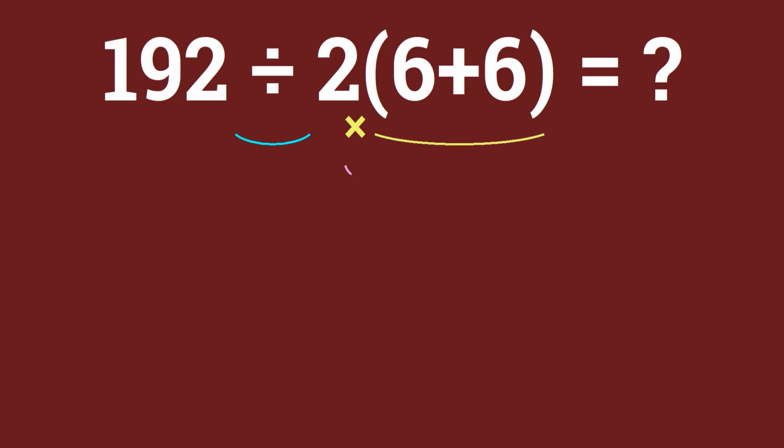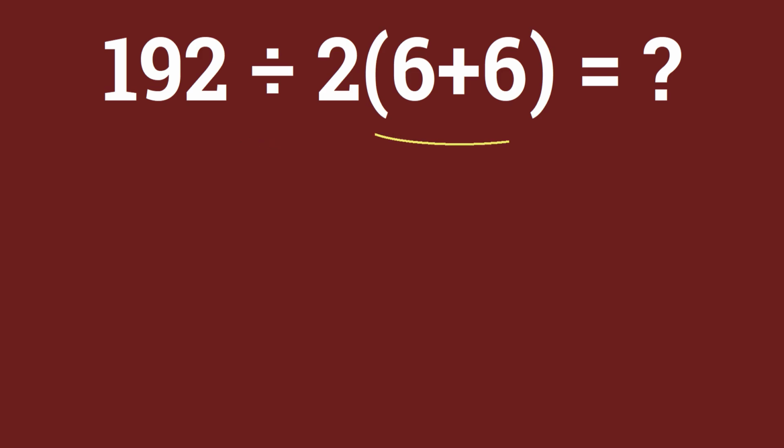Here we have a multiplication, because in mathematics, when a number is placed next to parentheses, it means multiplication, and we usually don't write the multiplication sign for brevity. So according to the PEMDAS, first we have to do this parentheses, then this division, and finally this multiplication. If we do this multiplication before this division, it's wrong.